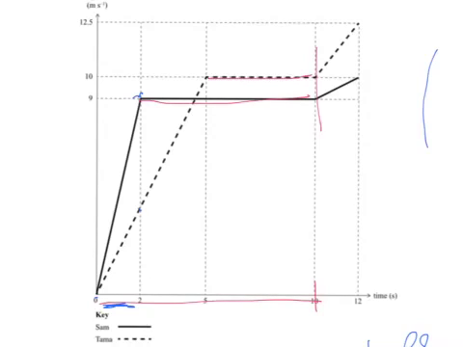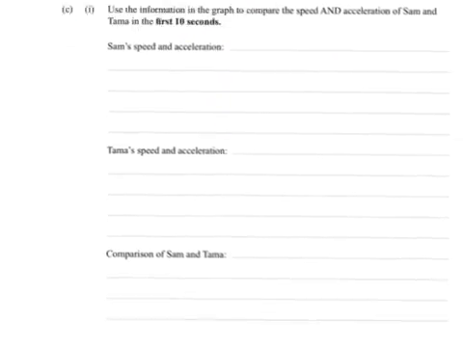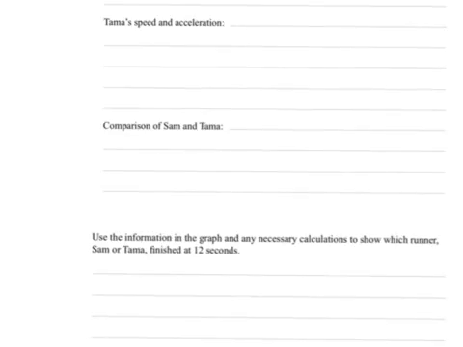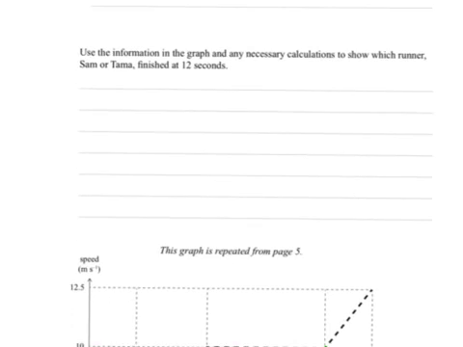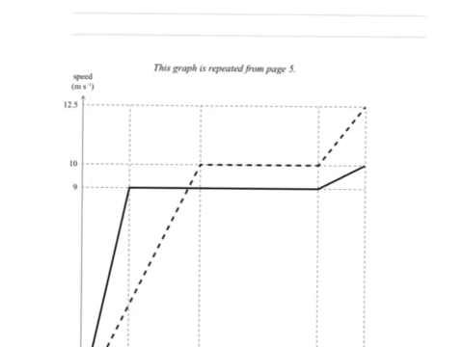What this question is asking for is just to describe the curve for Sam and the curve for Tama. They're straight lines, but we talk about a curve as being the plot. And then to compare them, so he's just saying which one is steeper and which one reaches a higher level and so forth. So that's the speed and acceleration, and this question is combined with the question below. Use the information of the graph and any necessary calculations to show who finished at 12 seconds. So the information above combined with this is meant to give you one overall grade.